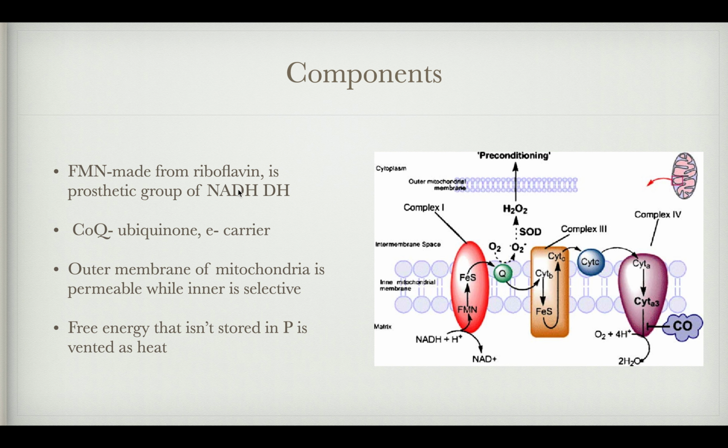FMN is made from riboflavin. If you remember, that's vitamin B2, and that is a prosthetic group, remember, a permanent group of the enzyme NADH dehydrogenase, and that's a part of complex 1. We'll go through that later. Coenzyme Q is also known as ubiquinone, and that is an electron carrier. And what else to know? The outer mitochondrial membrane is permeable while the inner is selective, which makes sense. Free energy that isn't stored in the phosphate is vented as heat.